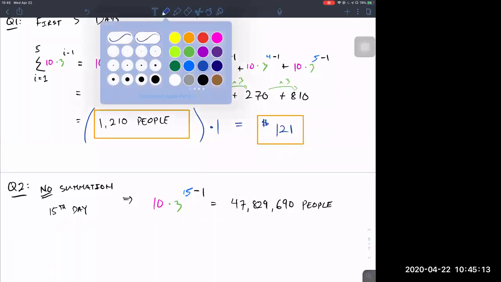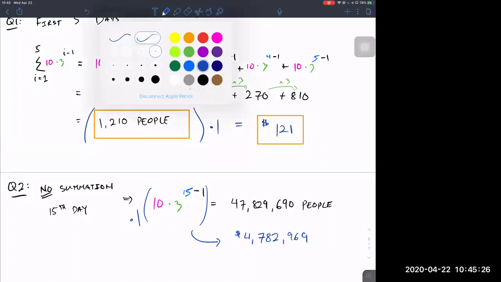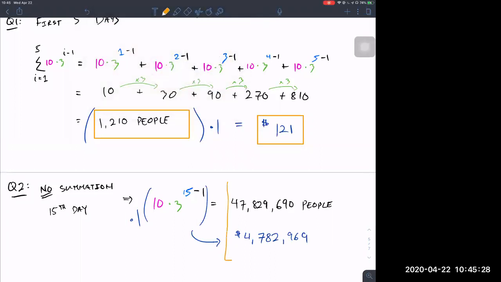And then you take that same value and you multiply it by 0.1. This gives you how much money was made. In this case, $4 million, 782 and 969.